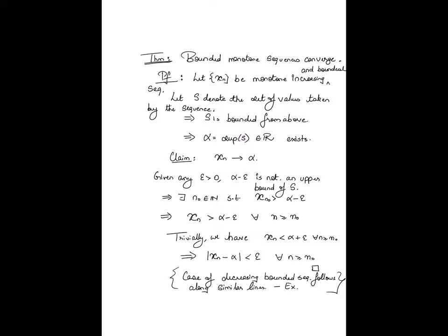In the case of bounded increasing sequences, we have just shown that the limit is in fact going to be the supremum of the set of values taken by the sequence. In the case of a bounded decreasing sequence, as you will show as part of the exercise I have just given you, the limit is in fact the infimum of the set of all values taken by the sequence. Right.